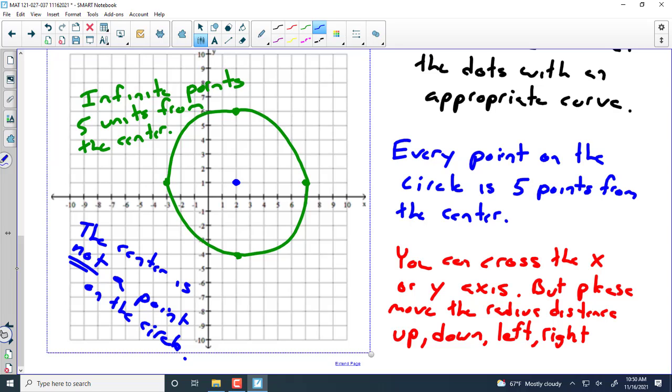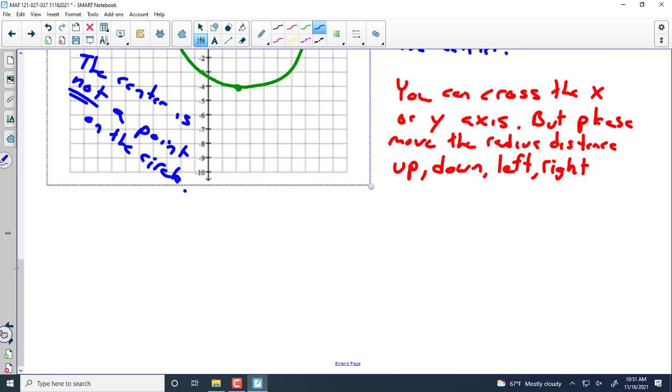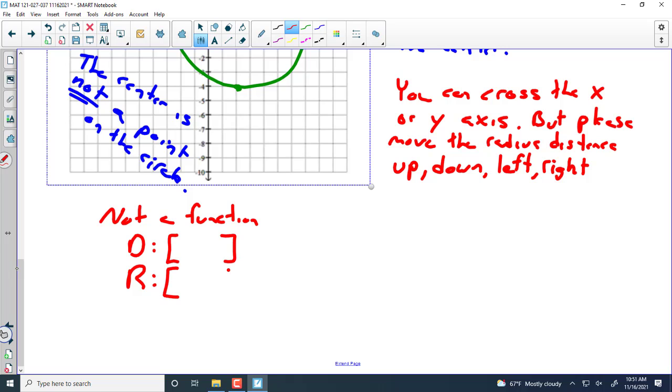Look okay, everyone? Is it a function? No, it fails the vertical line test. But does it still have a domain and range? Yeah. Not a function, but the domain and range can still be given. And if you've drawn a good graph, giving the domain and range is not that bad.